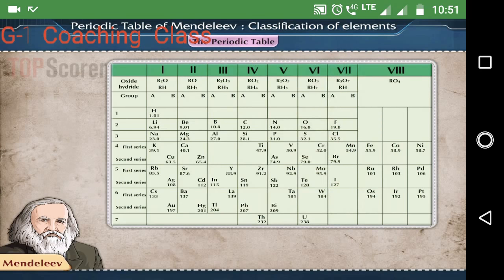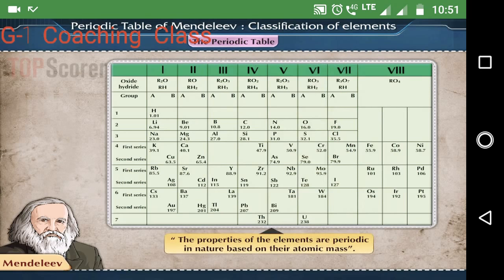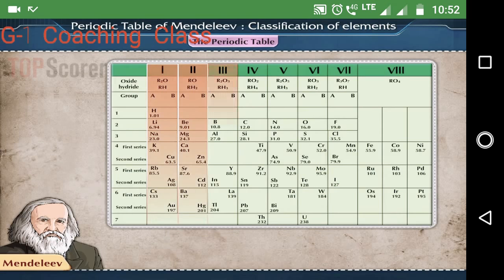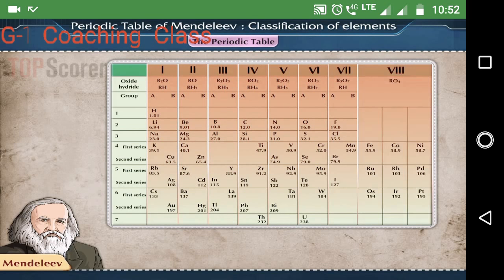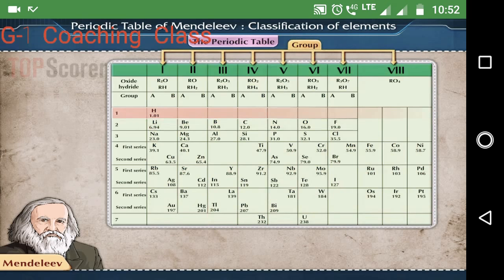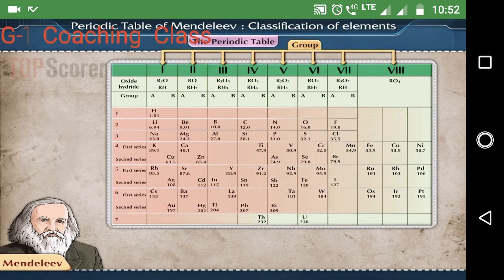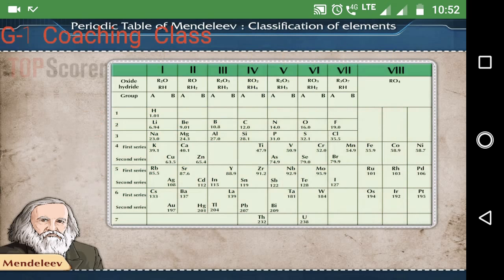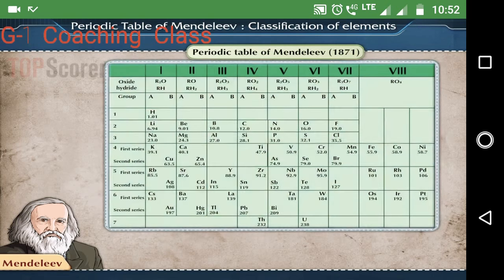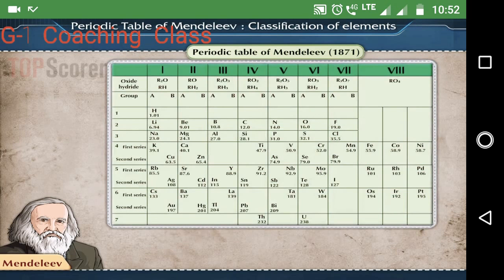He thus proved that the properties of the elements are periodic in nature based on their atomic mass. This is called Mendeleev's periodic law. The vertical column of the periodic table is called a group, while the horizontal row is called a period. Periodic table of Mendeleev, 1871.